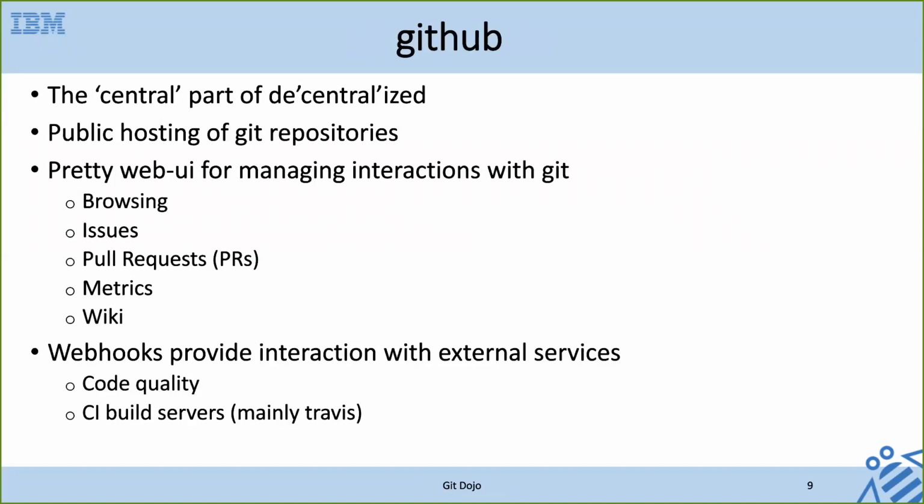Okay, so what is GitHub? It's sort of the centralized part of decentralized. This is a public place where people host their Git repositories. There are also enterprise versions and private repositories available. And basically what GitHub provides is the social interaction, because you have accounts, along with a pretty UI on the web for doing interactions with Git.